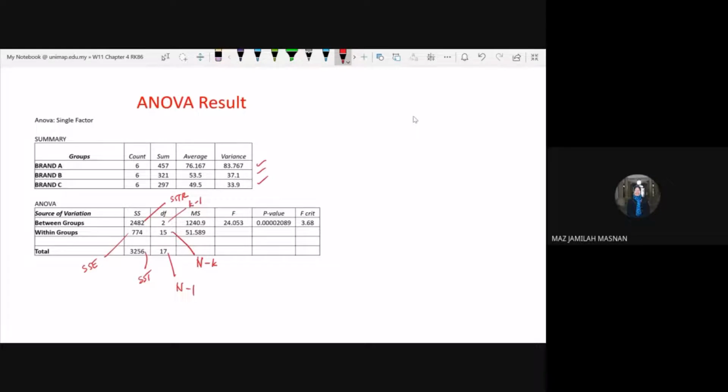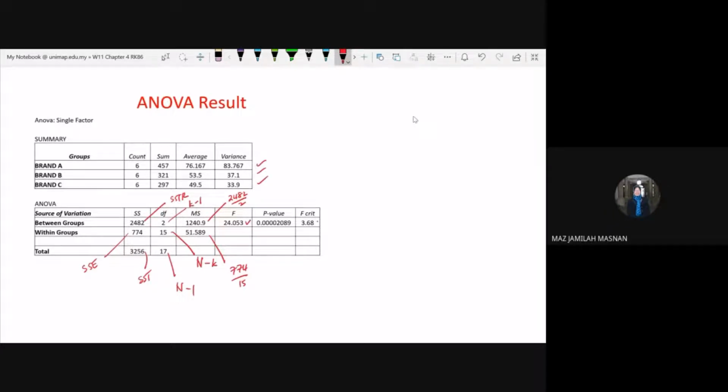Class, why do I keep repeating this? Because now it seems everything is very simple, but once you need to do it on your own, you need to remember everything in specific. So how do I get this one? This one is 2482 divided by 2, and this one is 774 divided by 50. Dividing MSTR by MSE, I will get this.